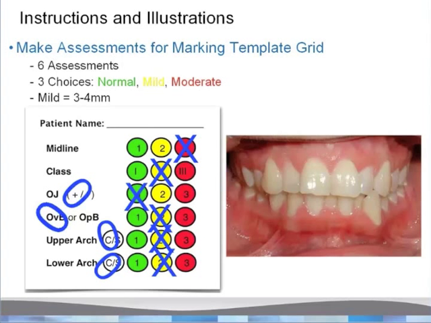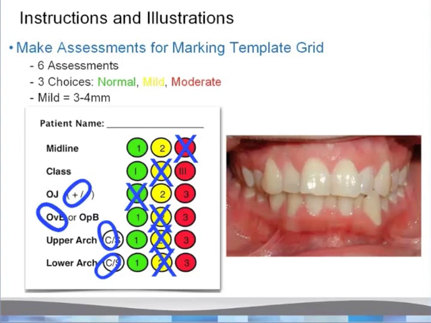So with every form, you're going to be making 4 circles and 6 X's. So you're going to circle for overjet, overbite, and then whether you're having crowding or spacing. So you're going to have 4 circles on your form, and then you're going to mark an X on each of these classifications.